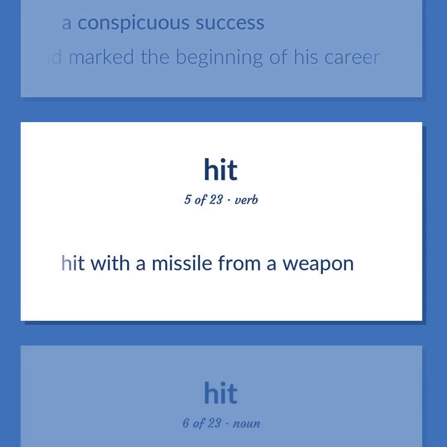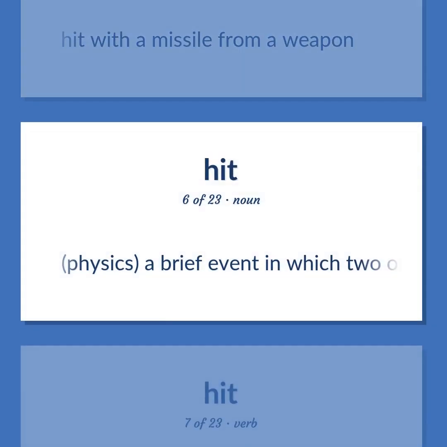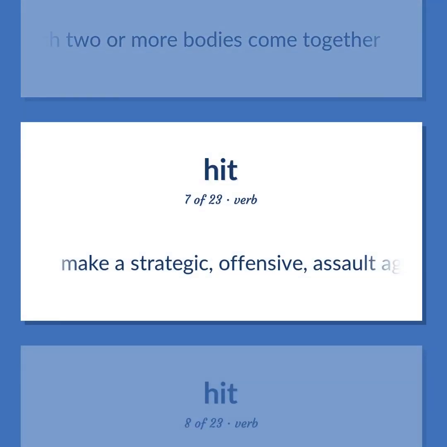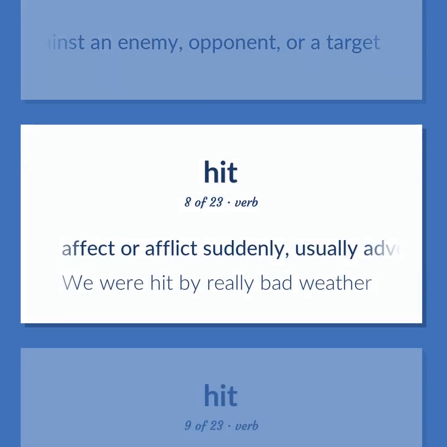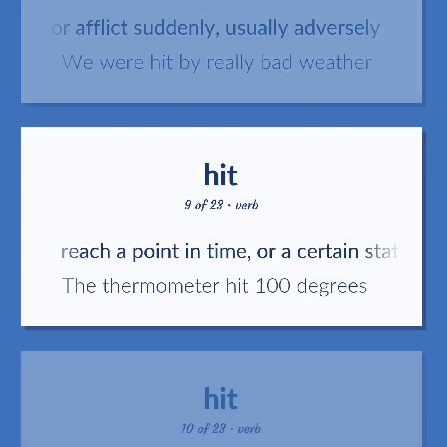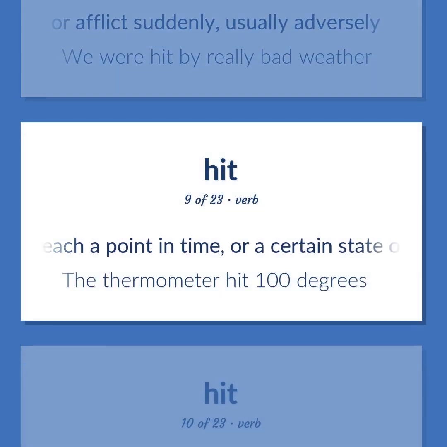Hit with a missile from a weapon. Physics. A brief event in which two or more bodies come together. Make a strategic, offensive assault against an enemy, opponent, or a target. Affect or afflict suddenly, usually adversely. We were hit by really bad weather. Reach a point in time, or a certain state or level. The thermometer hit 100 degrees.